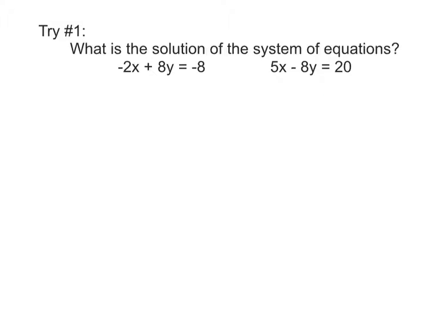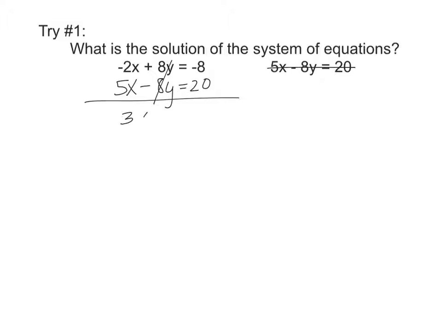All right, so we're going to practice again and try one. And again, I should have stacked these, so I'm going to go back and stack them. So negative 2x plus 8y equals negative 8, and we will have 5x minus 8y equal to 20. Again, we're solving vertically, and at first glance, the y's are already ready to be eliminated.